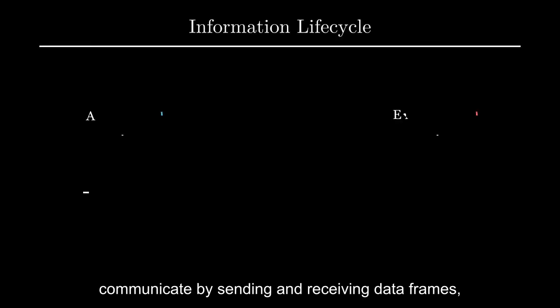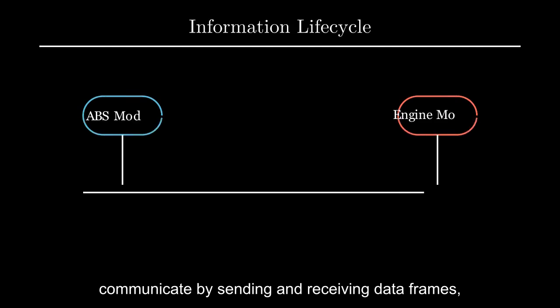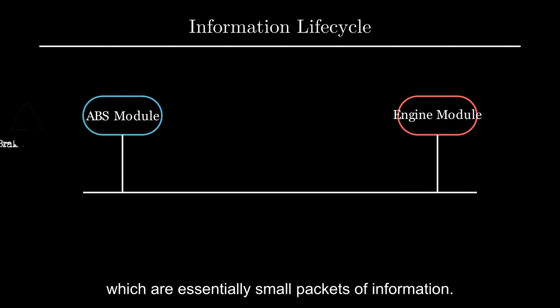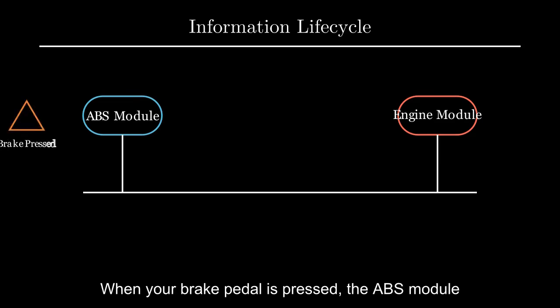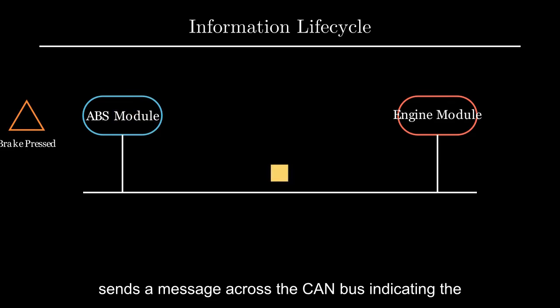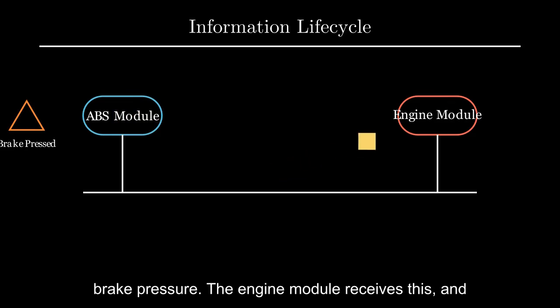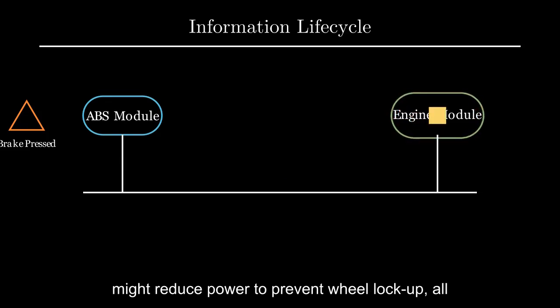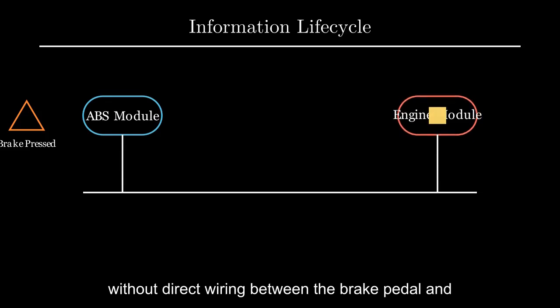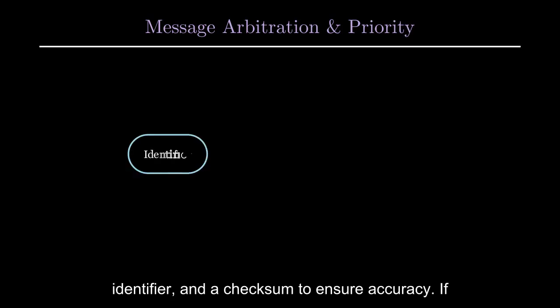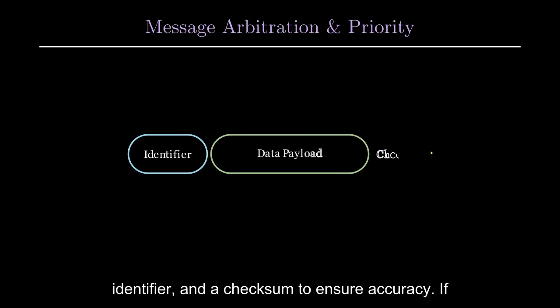Vehicle modules communicate by sending and receiving data frames, which are essentially small packets of information. When your brake pedal is pressed, the ABS module sends a message across the CAN bus indicating the brake pressure. The engine module receives this, and might reduce power to prevent wheel lockup, all without direct wiring between the brake pedal and the engine. The language itself consists of these data frames. Each frame contains data, an identifier, and a checksum to ensure accuracy.